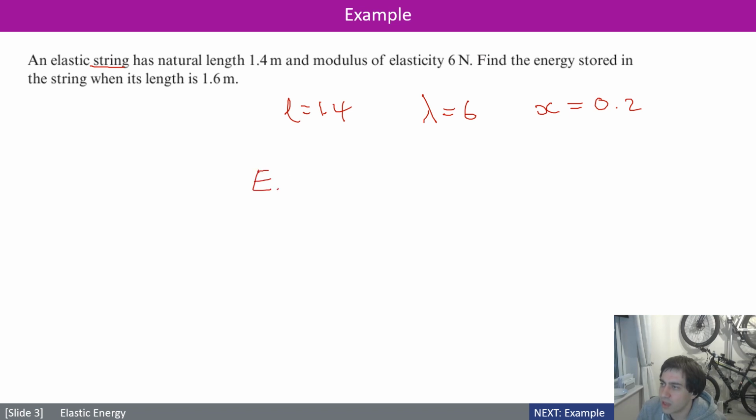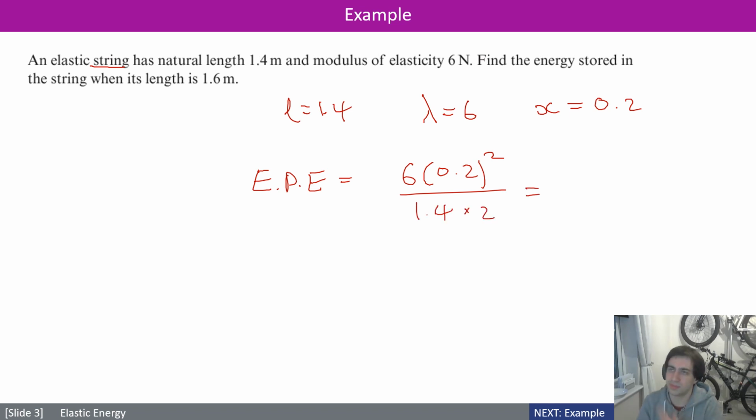And then we're going to write EPE, elastic potential energy, is equal to lambda times x squared all over L times 2, equals, and then you work it out. In this case, it comes to 0.0857 joules. Okay.